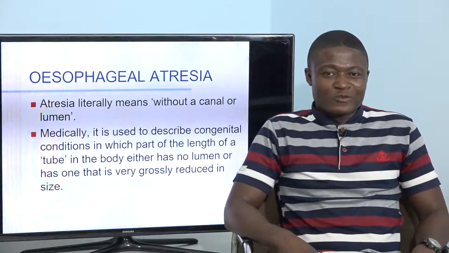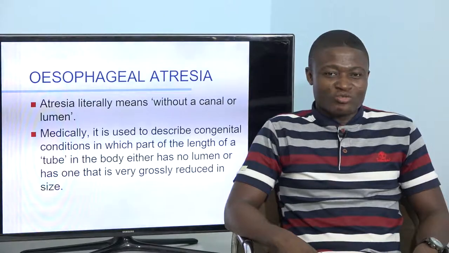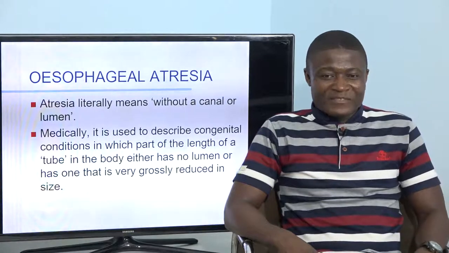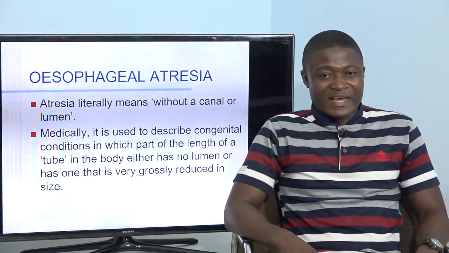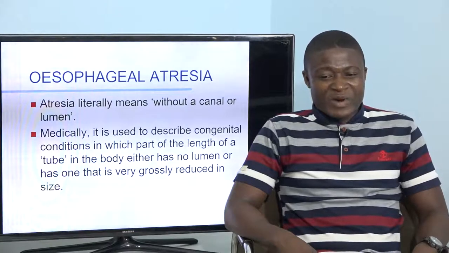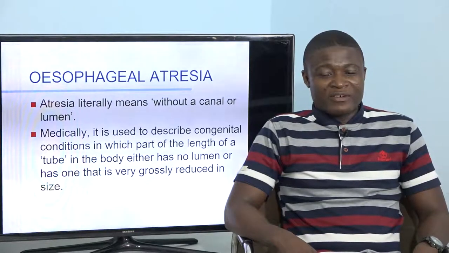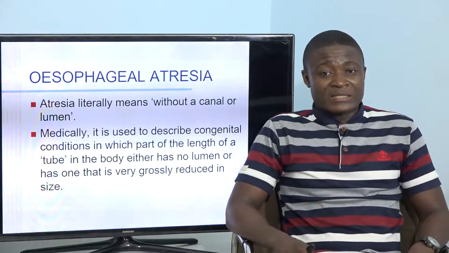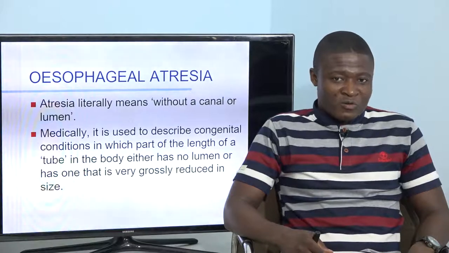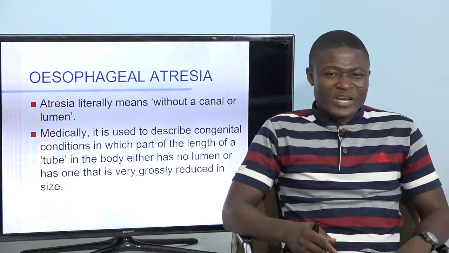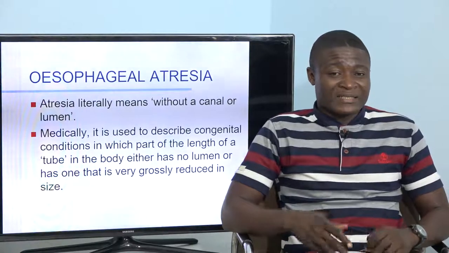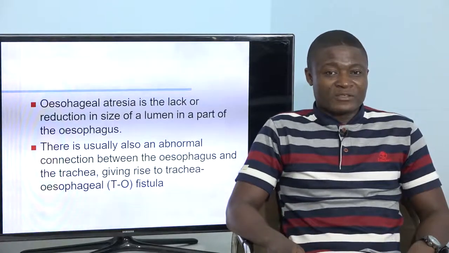Medically, it is used to describe congenital conditions in which part of the length of the tube in the body either has no lumen or has one that is very grossly reduced in size. So medically, whenever you hear the word atresia, we are referring to the fact that a tube or a canal within the body is closed, or if it is not totally closed, it is so narrow to the extent that it cannot play the function or the role that it is supposed to play. That is what is meant by atresia.